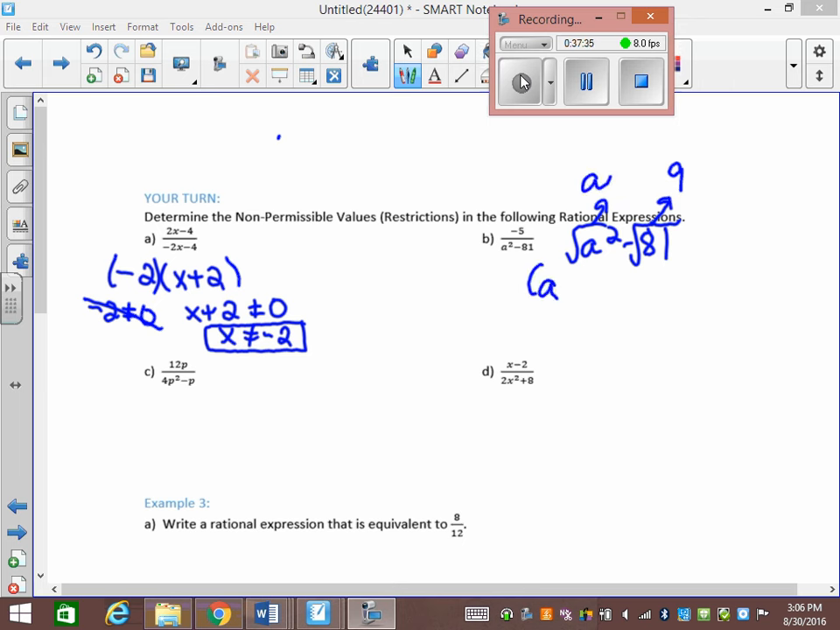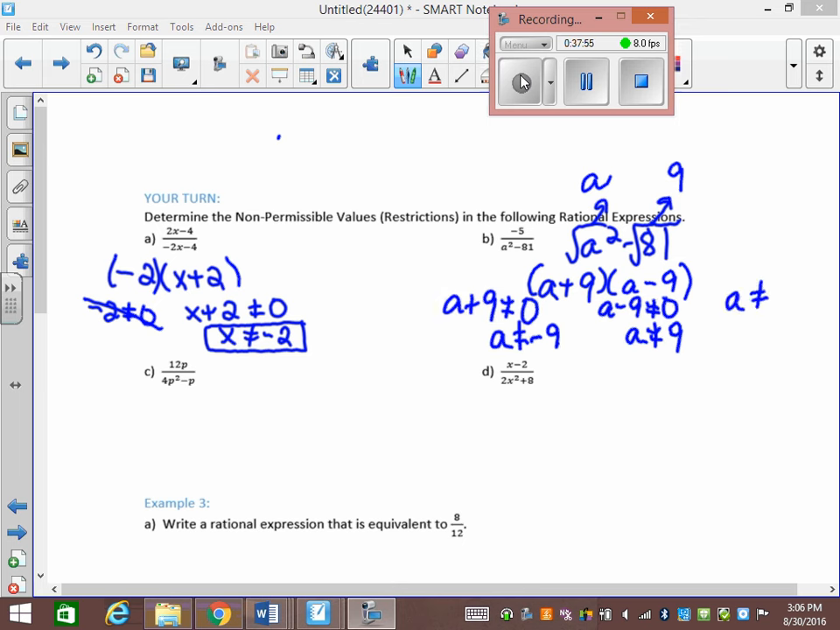A plus 9, A minus 9. A plus 9 can't equal 0, A can't equal negative 9. A minus 9 can't equal 0, A can't equal 9. A can't equal plus or minus 9.